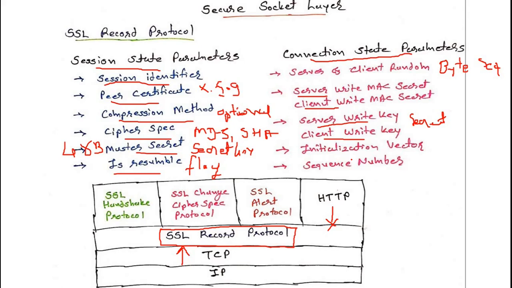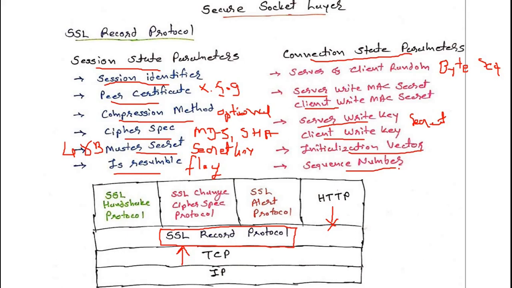Then after that, the initialization vector. The initialization vector works to maintain each of the keys. Here the secret key is generated by the server for the MAC address, here the secret key is generated by the client, and the same thing here, a secret key generated by the server and client. So to maintain the whole number of keys, there is an initialization vector which is responsible for that, and the last one is the sequence number.